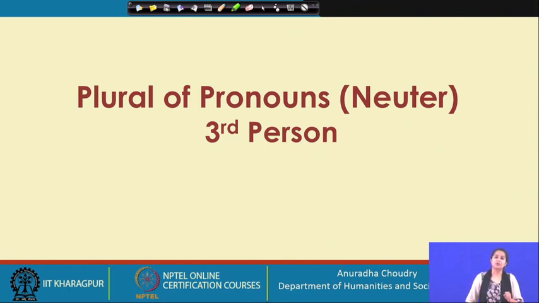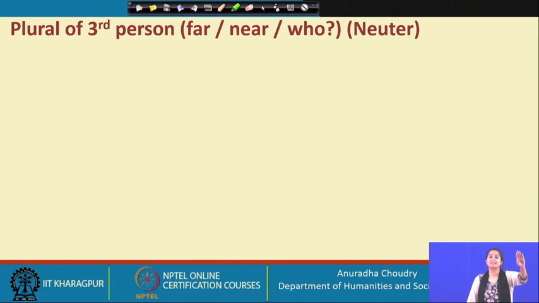Now, combining that with the pronouns again. In this case, there is no first and second person because you can't have a pronoun for that in the neuter gender. So, we have here the third person pronouns. So, we have tat, if you remember. Tat will become tani. Etat, etani. And kim will be kani. Got that? So, let's look at it.